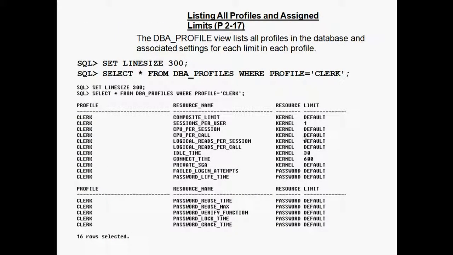Suppose I want to know the DBA profiles, where the profile is clerk, and what privileges it has. Resource name, password, use time, use max, lock time, grace time. This we will study in the next chapter, chapter number 4. I will explain each and every line because this is our chapter number 4. DBA profiles list all profiles in the database, the associated settings, and each limit. This is the limitation of the profile.